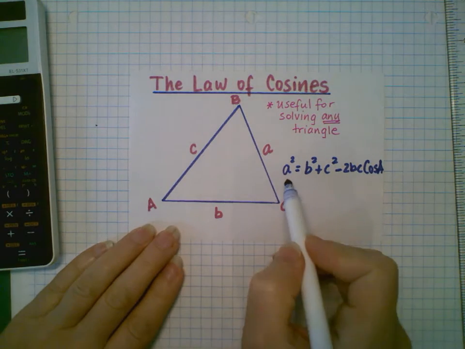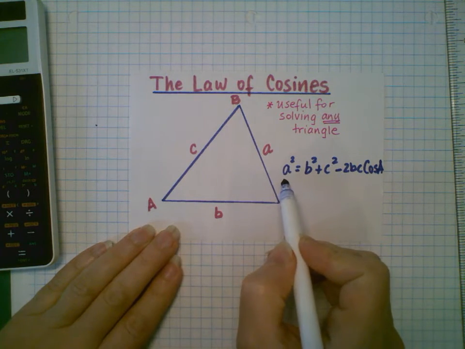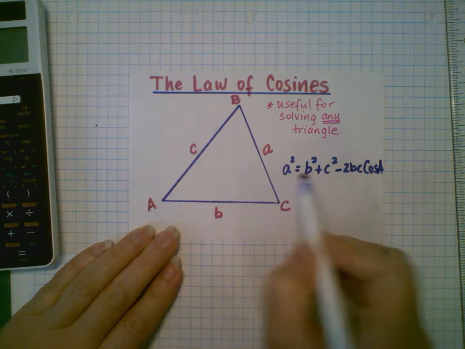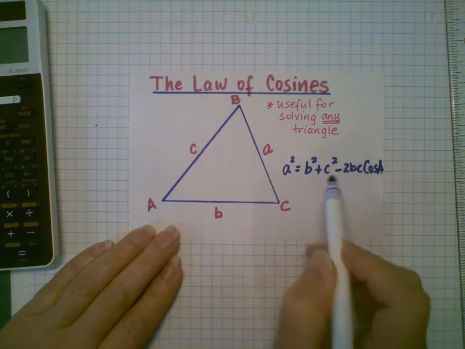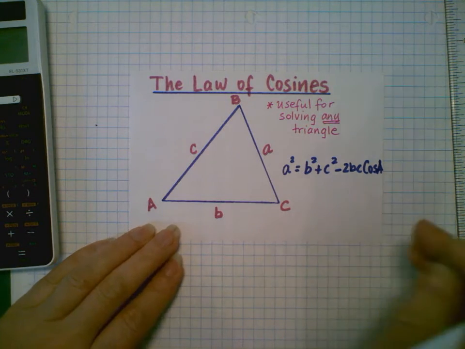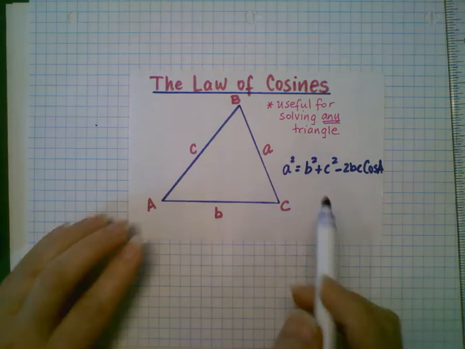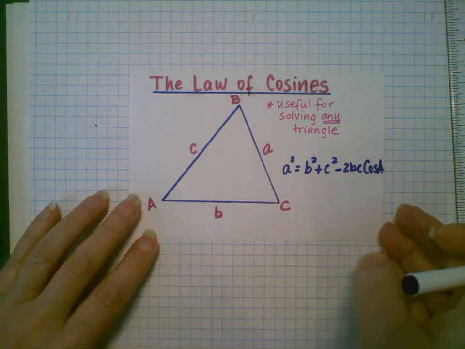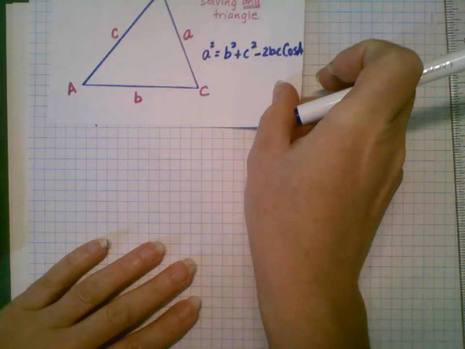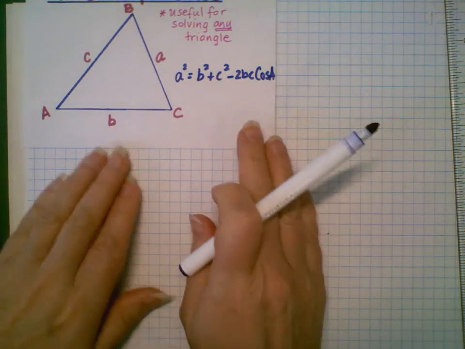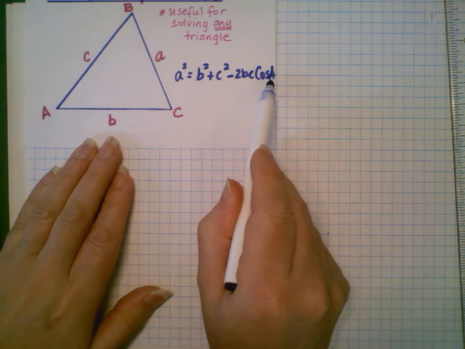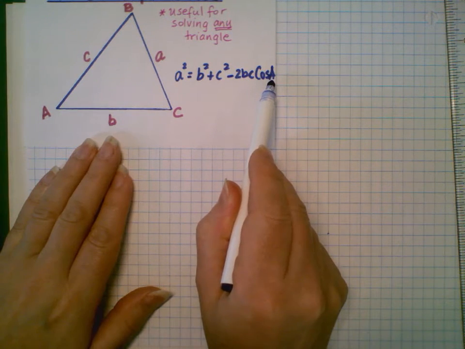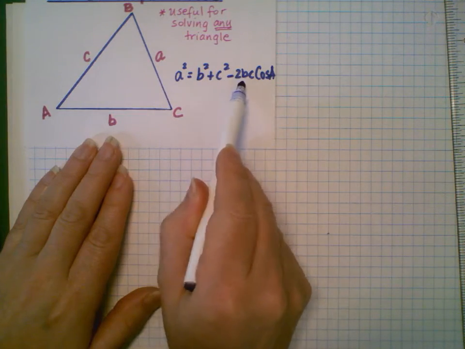There are 2 other forms of it. Here I've got a squared isolated, on the left-hand side by itself. I can rearrange the components and isolate each of the other 2 sides, which is what I'm going to do in a moment. But I'm going to start with this form and show you how that's useful for solving for an angle. In this case, the a squared is what's on the left by itself, so I could find angle A using sides b and c.